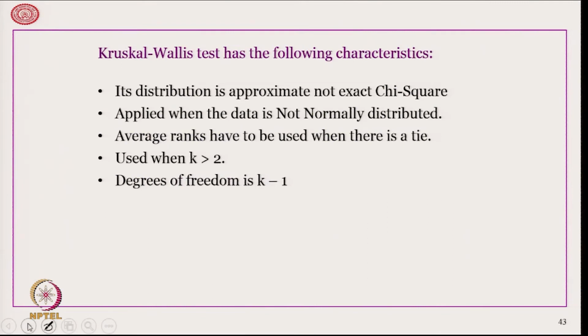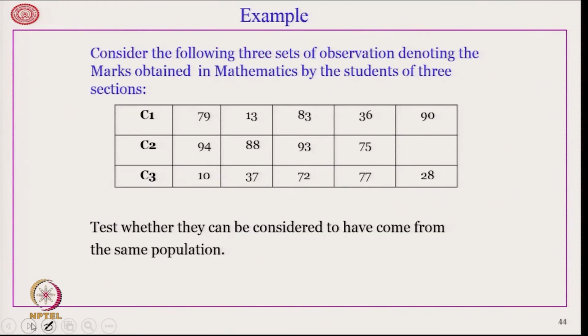Kruskal-Wallis test has the following characteristics. Its distribution is approximately, but not exactly, chi-square. You have to remember that it is only an approximation to chi-square. It is applied when the data is not normally distributed, as we have mentioned many times. Average ranks have to be used when there is a tie. If 2 observations are the same, then as usual we give them the average rank. It is used when k is greater than 2 and the degrees of freedom is k minus 1. So, let us give an example.